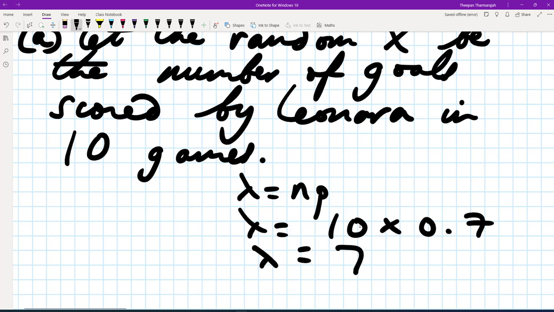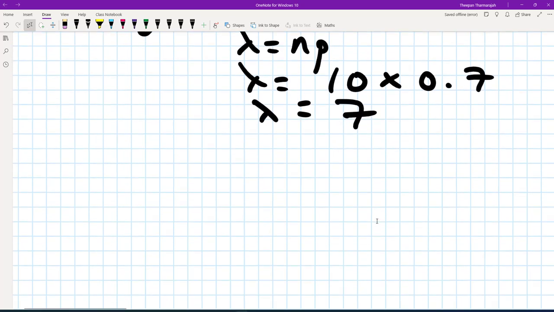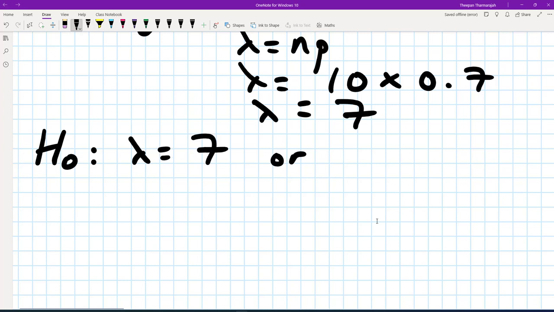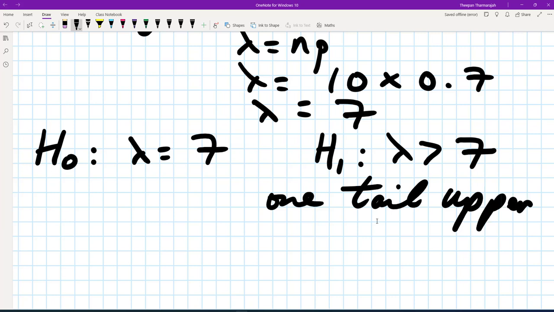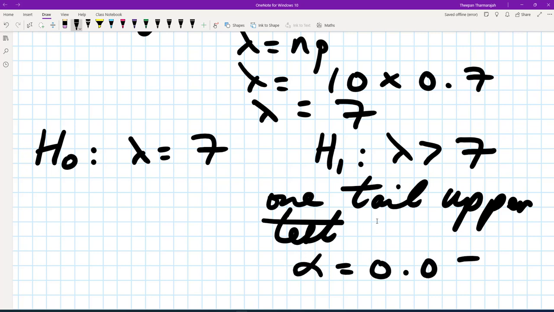Okay. So we can now say that H0: lambda is 7 and H1: lambda is greater than 7, because they want an increase. So we say it's a one-tail upper test. And we know it's at 5%, so the level of significance alpha is 0.05.